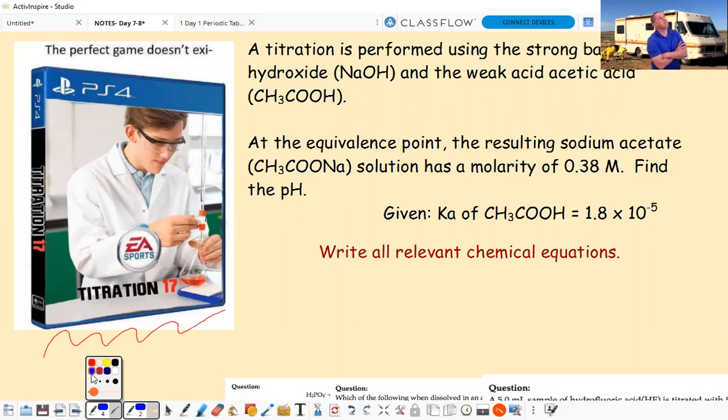Okay. All right, so a titration is performed using a strong base, sodium hydroxide, and the weak acid, acetic acid. This is a very common one because acetic acid is vinegar. At the equivalence point, the resulting sodium acetate has a molarity of 0.38. So we're at the equivalence point, which means we have the salt only. There's no acid and no base. They're both limiting. So given the Ka, write all relevant chemical equations. So really, it's just more practice of the same kind of calculations we've been doing. So hit pause, give this a try, and then we'll move on from here.